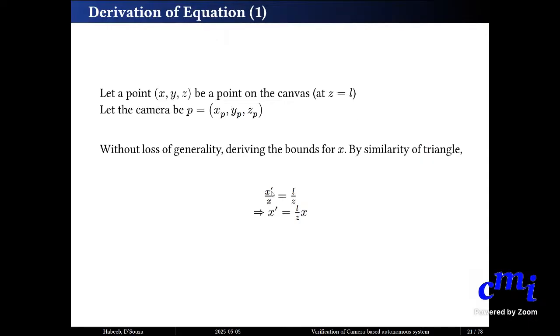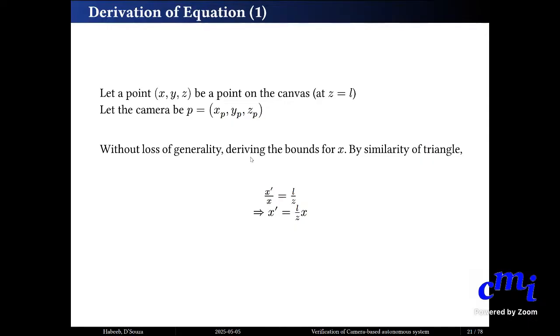Oh, yes, sir. X dash is the distance from camera to canvas, and X is the distance from camera to the point. X prime, X dash is the distance from the origin to the canvas. If origin is here and the canvas is here, X dash is this thing, and X is the distance from origin to the point. So what is this implication saying? By similarity of triangles, I should have drawn this, sir.